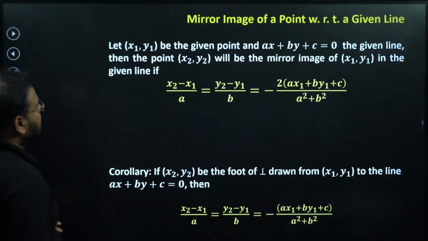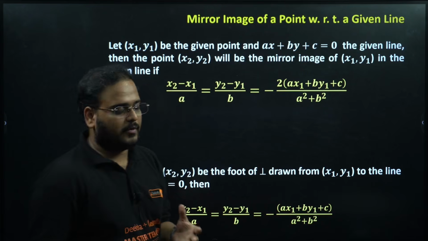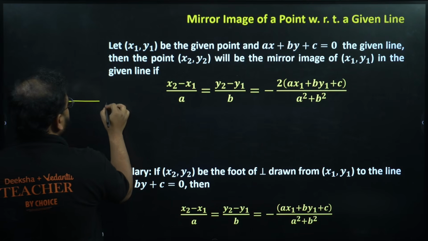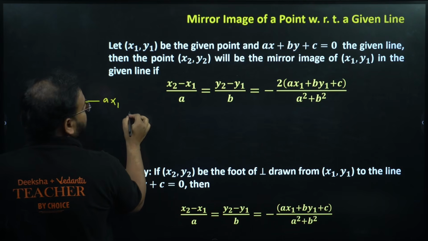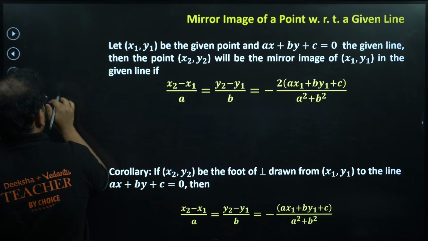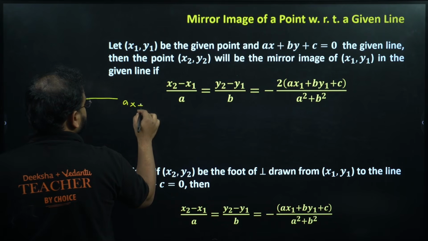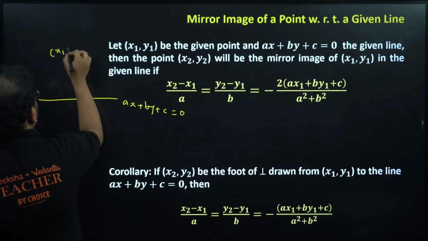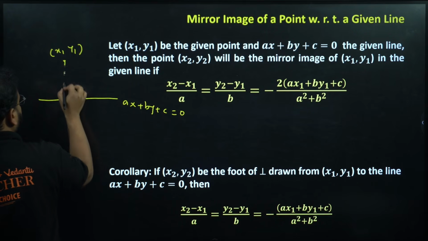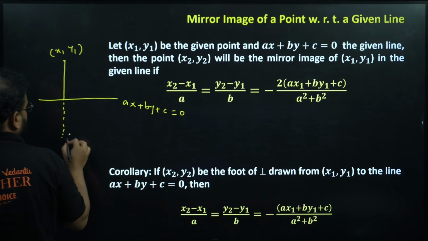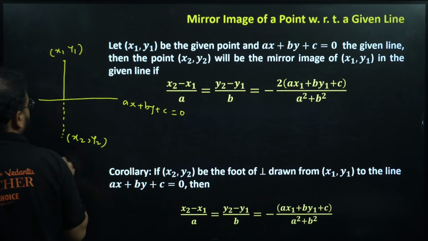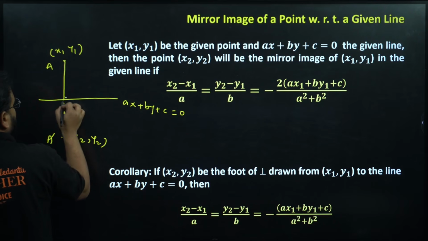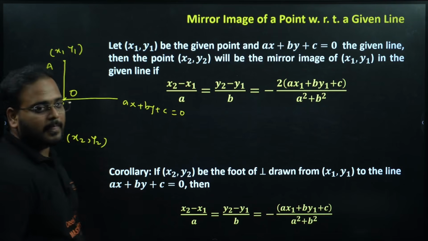Yeah. Next, mirror image of a point with respect to a given line, okay? So this is the first case where you talk about reflection, meaning this is the line which is given to us. The line is ax plus by plus c equal to 0, and you have a point over here, x1 y1. If you take the image of this point, the image will come like this, and let's say the coordinate of the image is x2 y2. Let's say this is your point A, then this will become A dash, and this is the point of reflection, O.